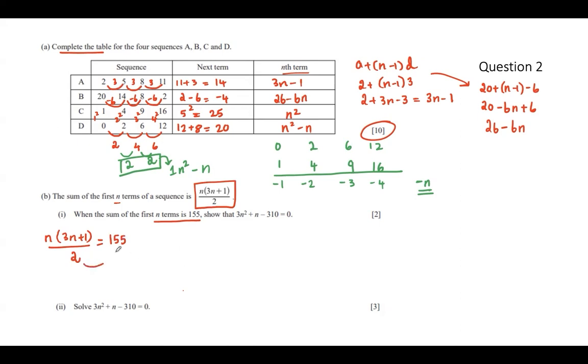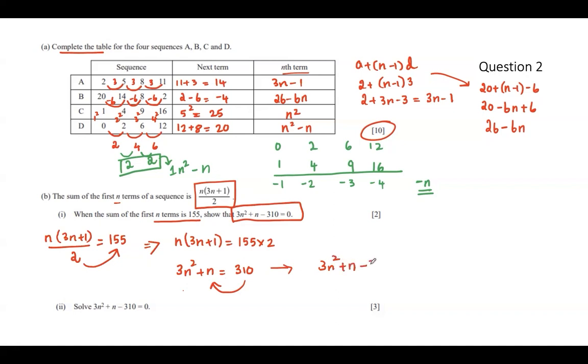Now the next step that we do is to bring 2 on top here. We will get n times 3n plus 1 is equal to 155 times 2. Let's expand the brackets. We get 3n square plus n is equal to 310. Now we need to show this in this format. And how are we going to get a negative 310? Just bring this to the left side. So we will get 3n square plus n minus 310 is equal to 0. And there you have your answer.